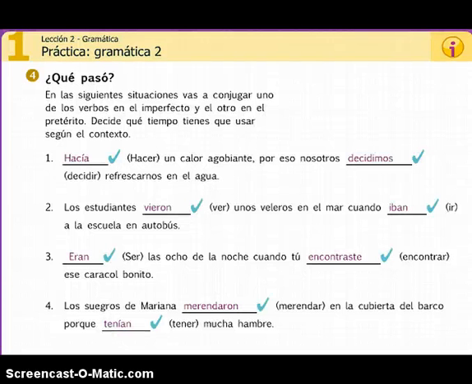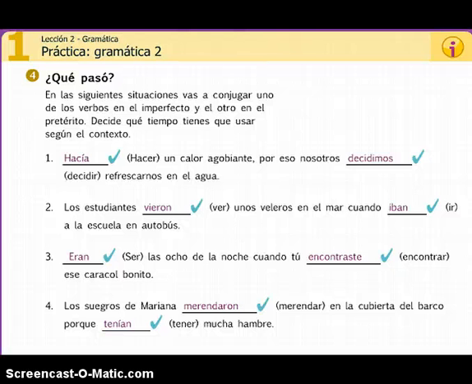Ok, ahora vamos a checar nuestras respuestas de esta actividad. Número 1. Hacía un calor agobiante, por eso nosotros decidimos refrescarnos en el agua. I picked imperfect for hacía because I'm kind of setting the scene. I'm talking about what was going on. It was really hot. And then because of that, we decided to get in the water. So, deciding something is a specific action, and it's also the event that occurred due to the heat.